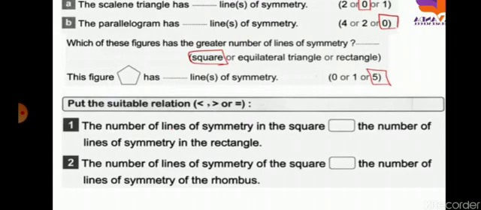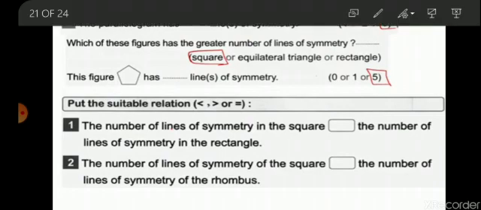What is this figure? Excellent, pentagon has 5 lines of symmetry. Now, more than, less than, or equal. The number of lines of symmetry in the square is 4. The rectangle is 2, so more than. The square has 4. Rhombus, 2, so more than.